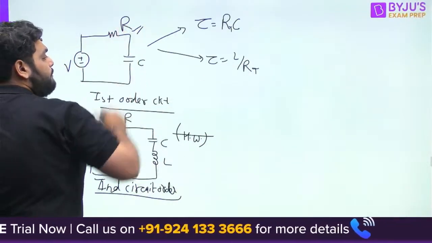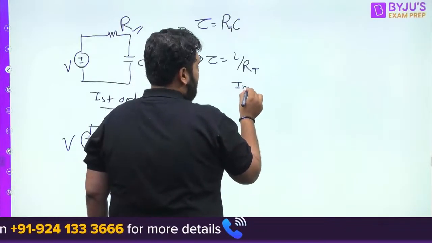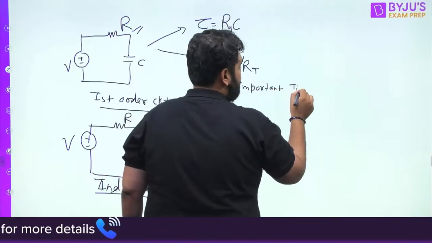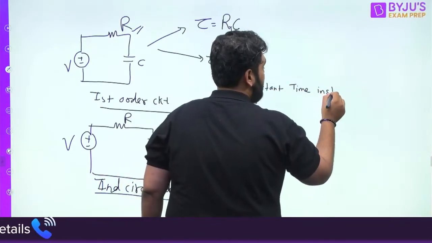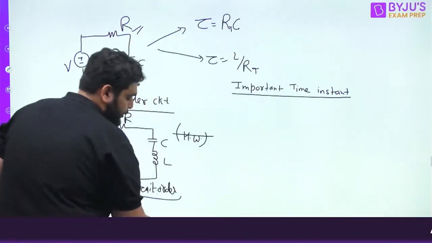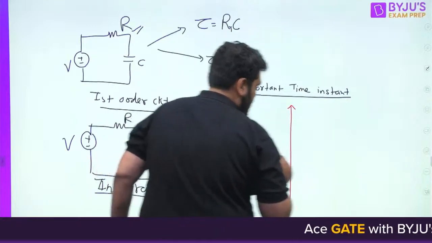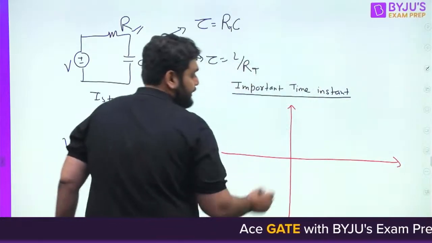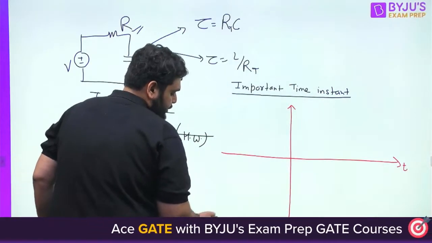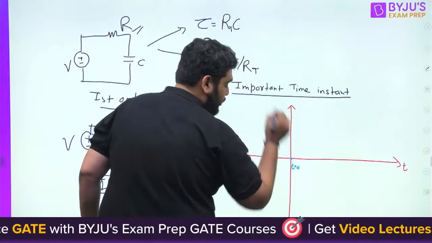So now, before going further, you should understand what are the important time instants in case of transient. What are the important time instants in case of transient? So let me draw a timing diagram quickly. And after that, we will go to the concept directly. So I have a timing diagram. The origin here shows t equal to 0.